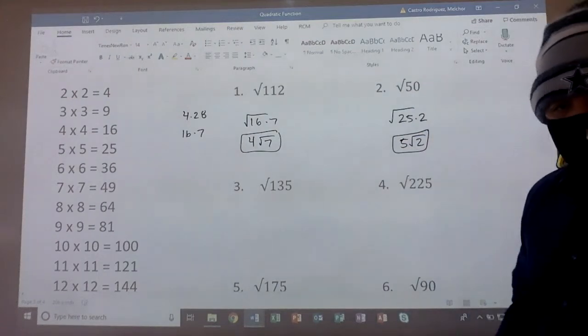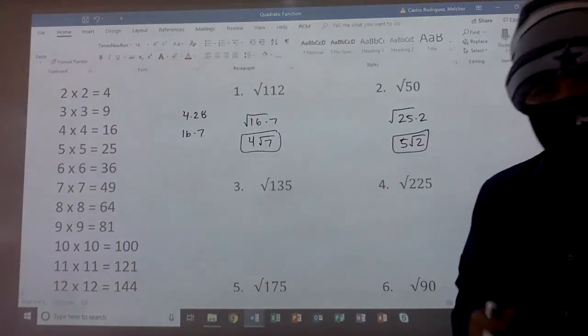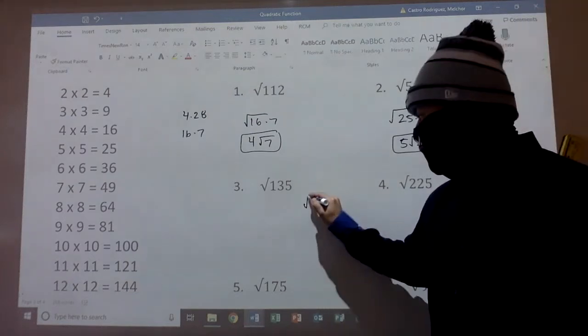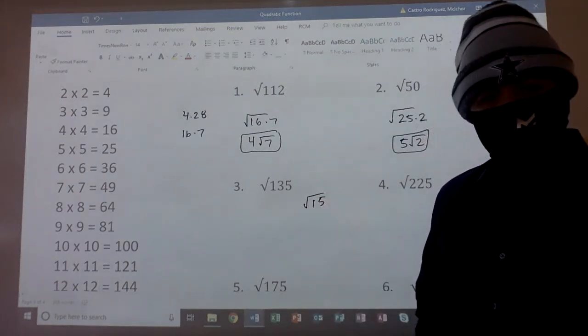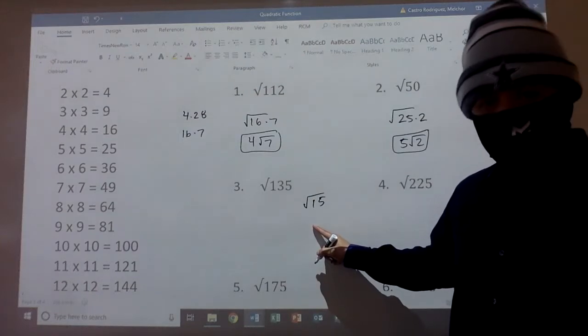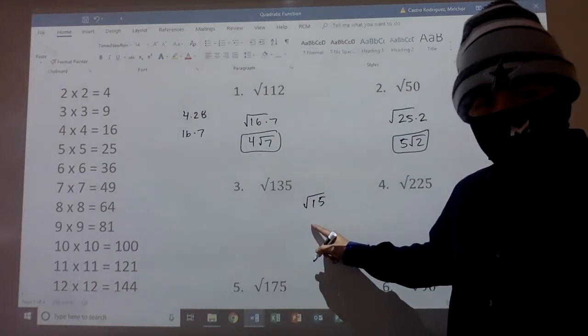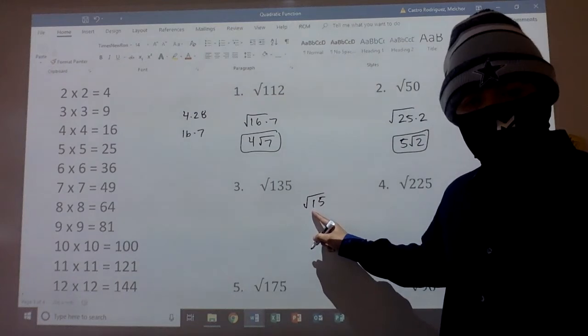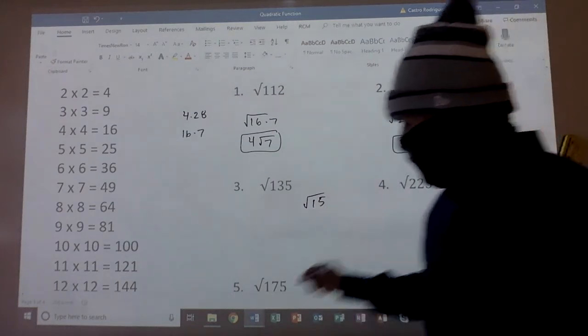Let me say this. If none of them divides them, the answer stays the same. For example, square root of 15. 4 doesn't divide 15, 9 doesn't divide 15, 16 is already too much. So there's no perfect square that will divide this. So my answer stays the same. It will be square root of 15. We go with this one now.